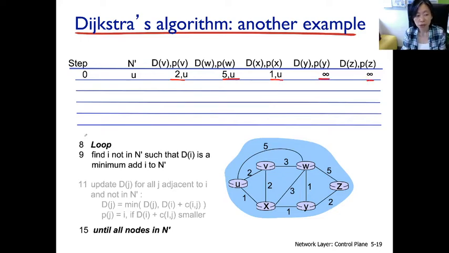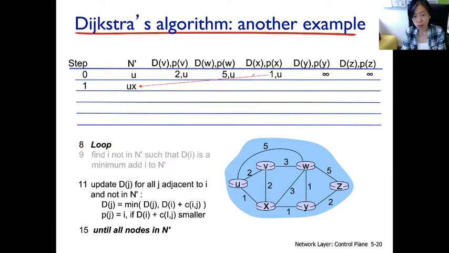Now we enter the looping phase. In the looping phase, what we do first is to find a node that is not yet in N prime, but whose D(i) is the minimum. So what D(i) do we have? We have 2, 5, 1, infinity, infinity. Which one is the minimum? Yeah, this one here. Therefore, we include X into the N prime.